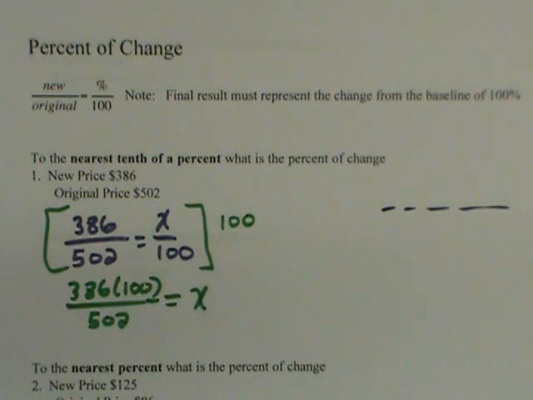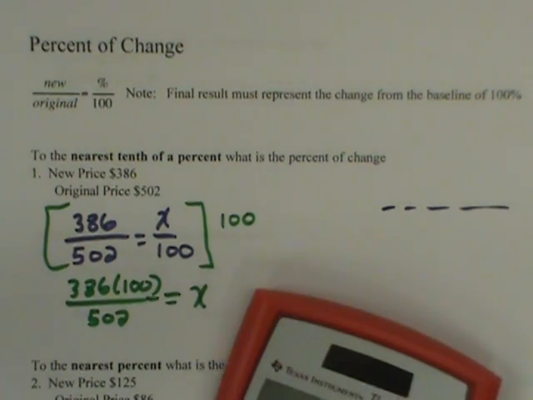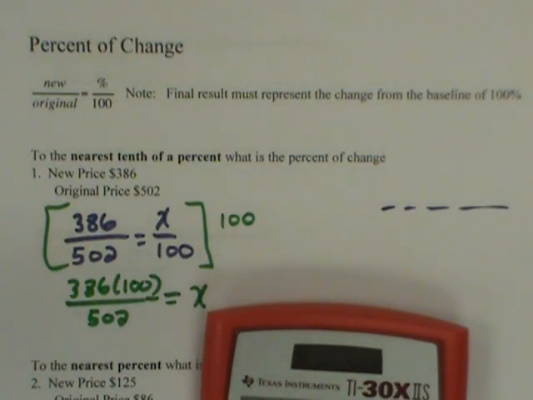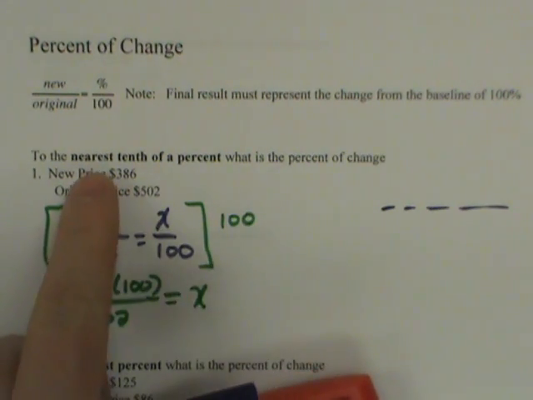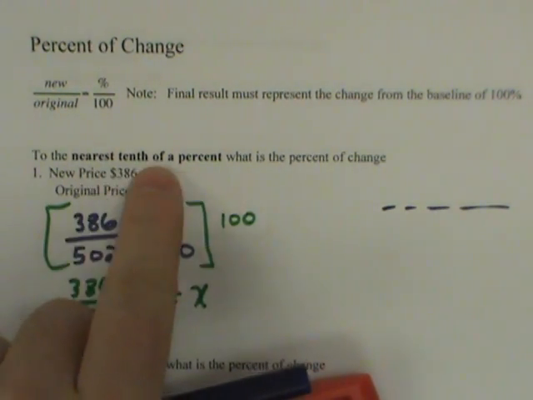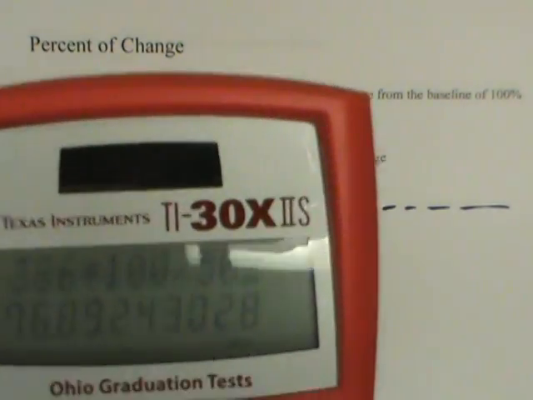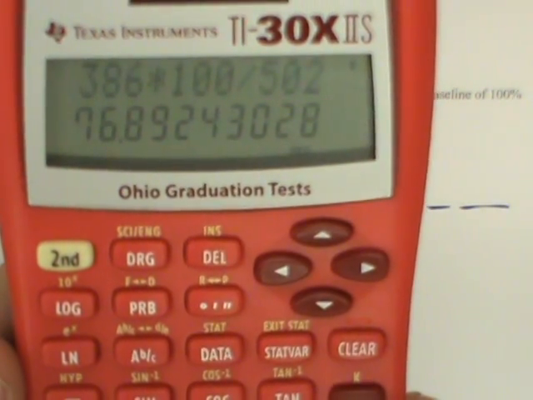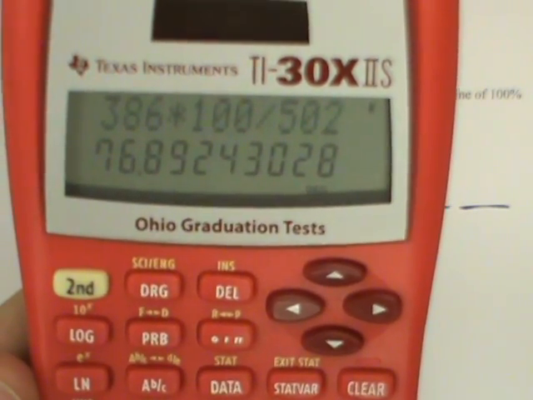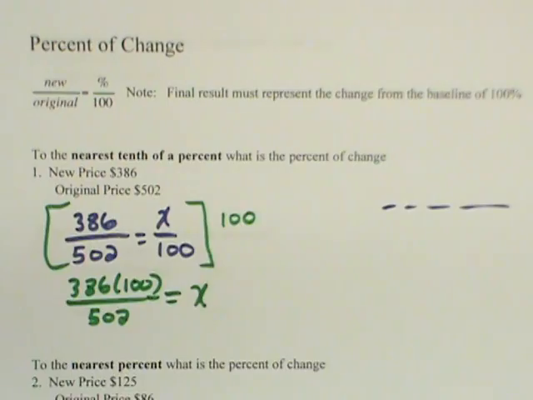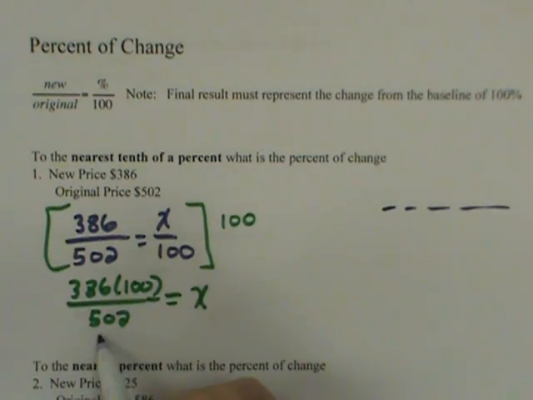Now I do need to put this in my calculator, so I bring out my calculator. I'm going to say 386 times 100 divided by 502. That gives me, now because this wants to be in nearest tenth of a percent, that's obviously telling me I need to have this as a decimal, and so I'm going to leave this as 76.9. I am going to round that appropriately, 76.9. Now as I round that, this says 76.9 is equal to X.